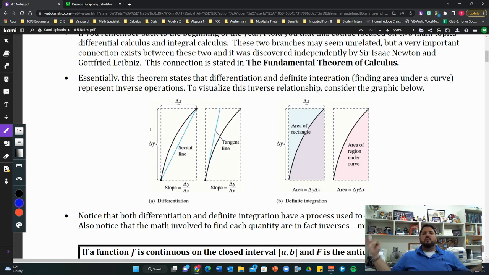So this is a very broad interpretation of this, but we can kind of connect the dots here and say that the inverse of slope is actually the area under this curve, or the inverse of delta y divided by delta x is delta y times delta x.